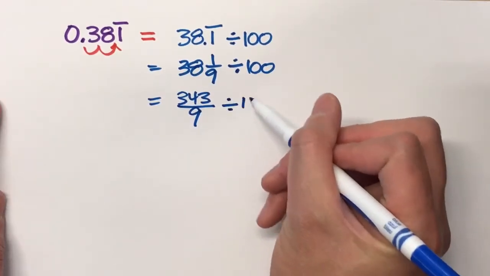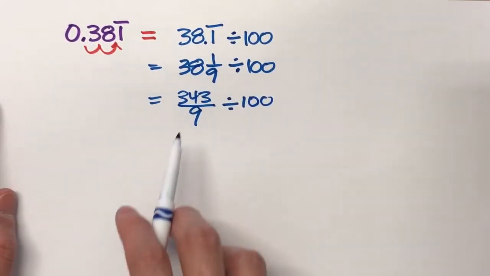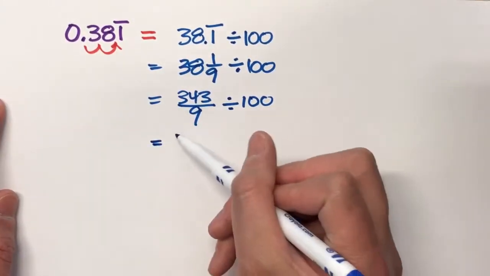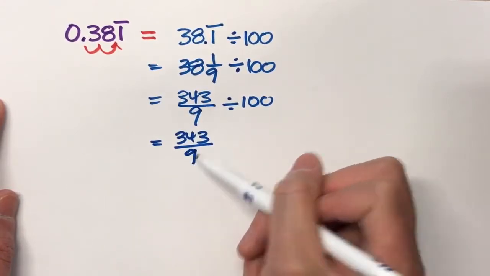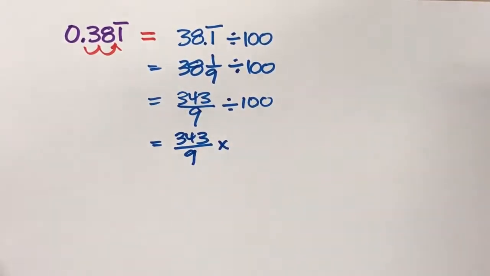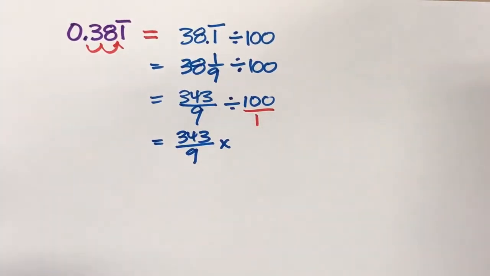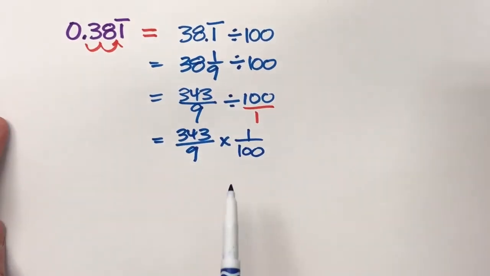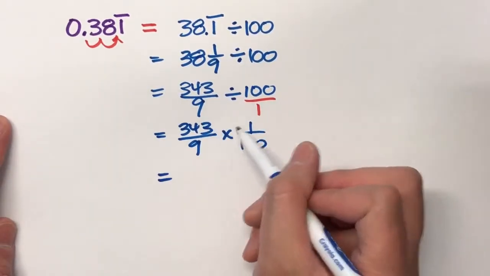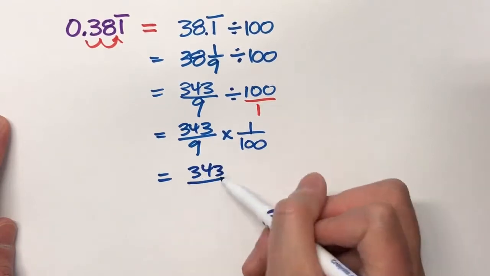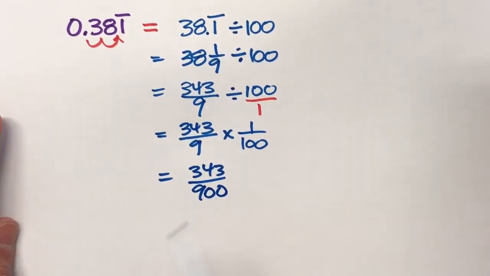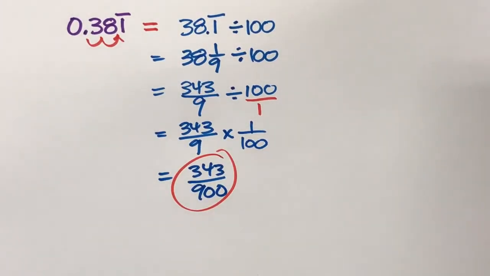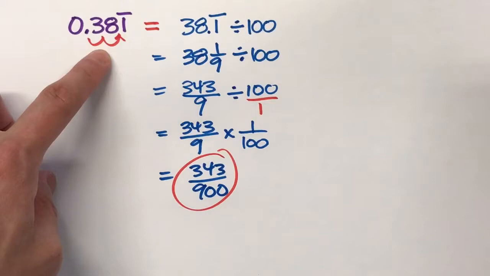And it's still being divided by 100. We're going to drop that down. But like we talked about, when you divide fractions, you keep the first fraction the same, and we multiply by the other fraction flipped over. So instead of 100, we're going to multiply by 1 over 100. So we end up getting the top times the top, 343, the bottom times the bottom, 900. 343 900ths is the fraction version of that original decimal.